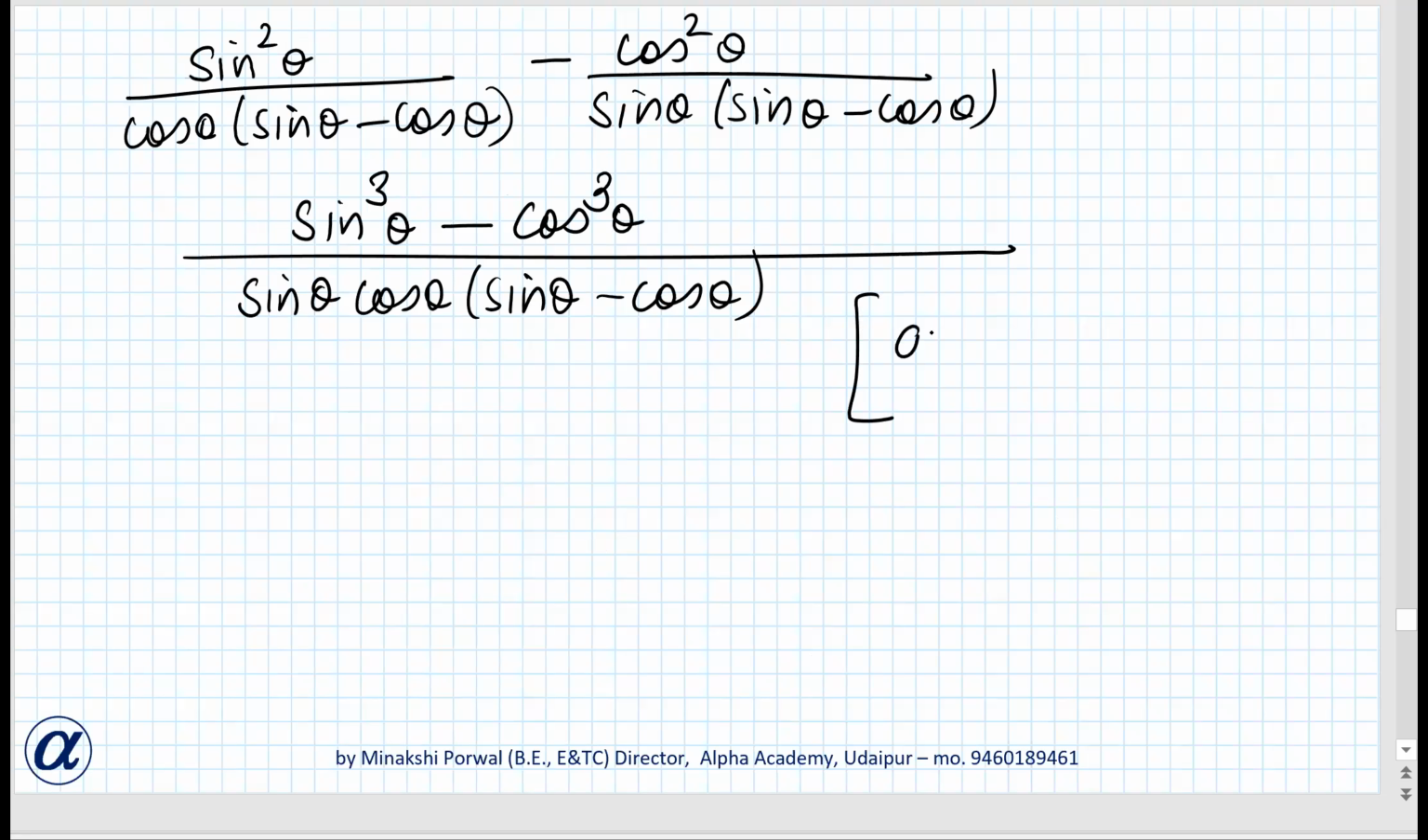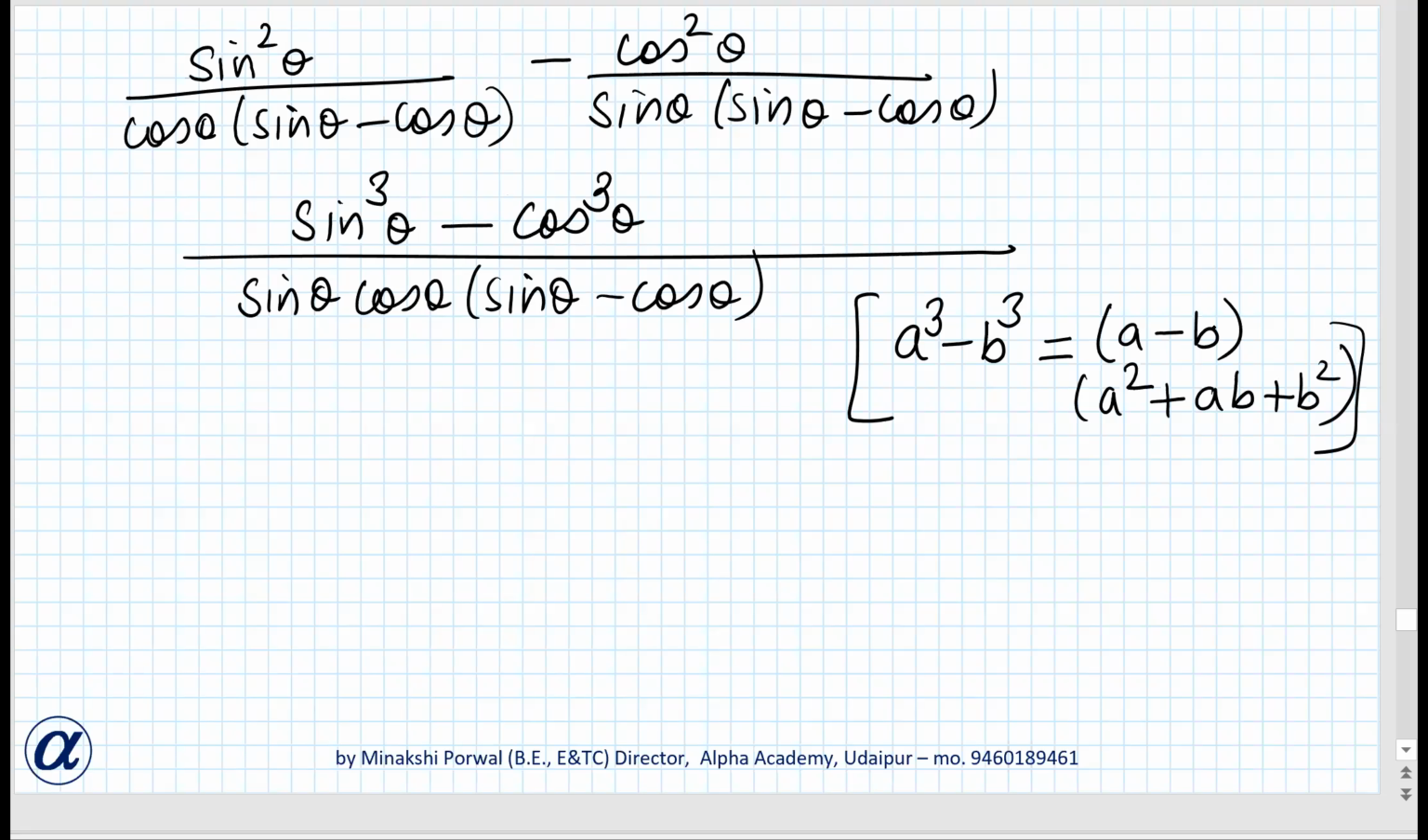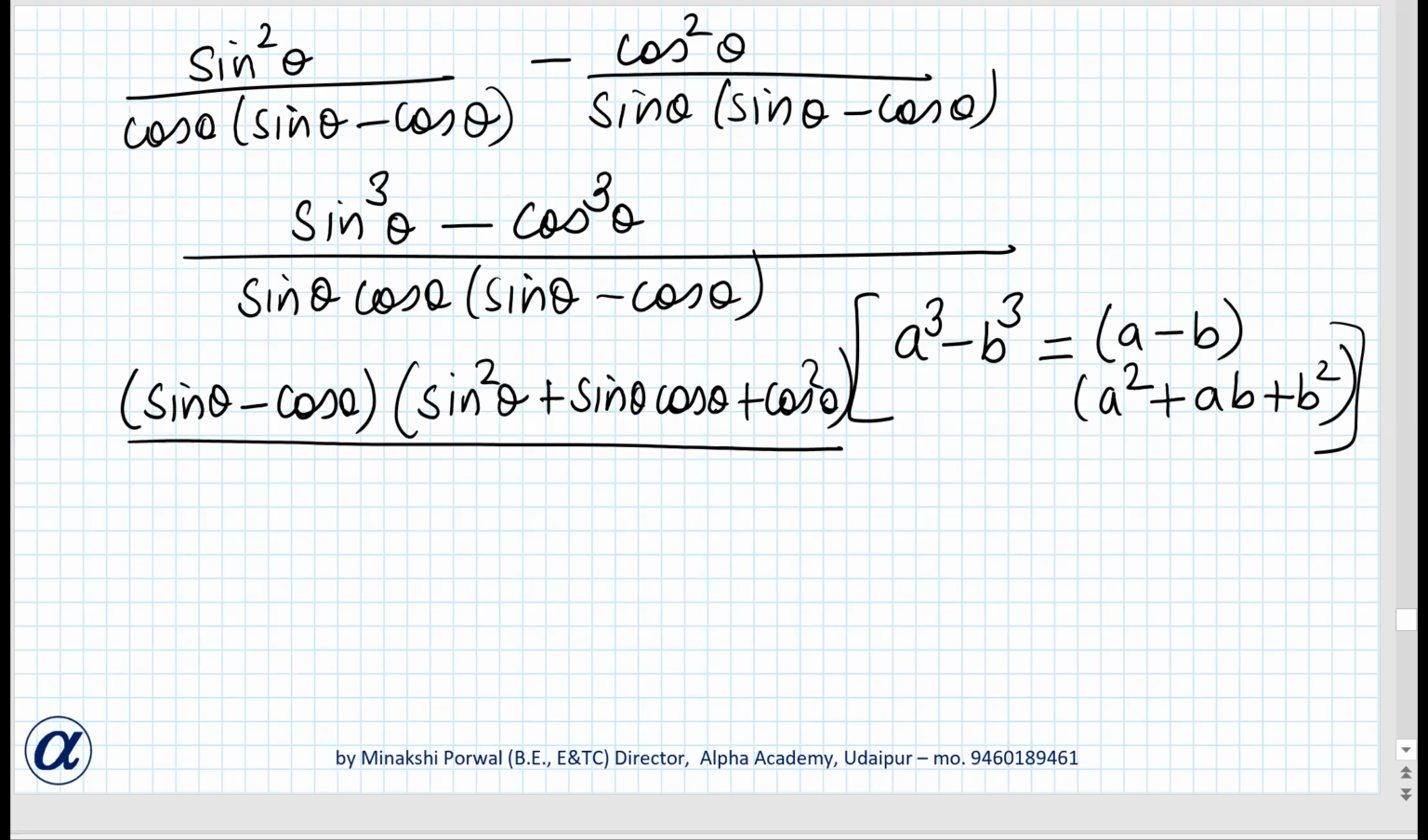Anybody can tell me what is the formula of a cube minus b cube? Ma'am, it is a plus b into a square minus ab plus b square. Yes, okay. Ma'am, a minus b into a square plus ab plus b square. So it will become sin theta minus cos theta. When I put this formula for sin cube theta minus cos cube theta, it will be sin square theta plus sin theta cos theta plus cos square theta, upon sin theta cos theta into sin theta minus cos theta.